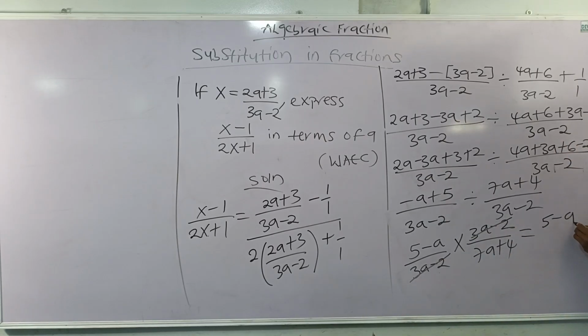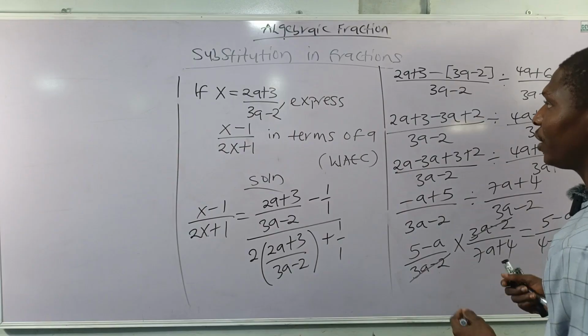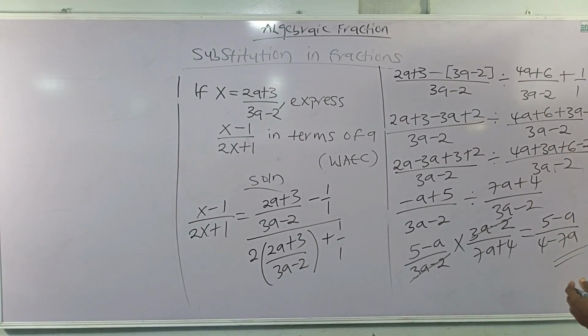5 minus a all over... If I choose to change this, 4 minus 7a, and this is my answer. But one thing you must know is that we can still check if our answer is correct. How do we do that?